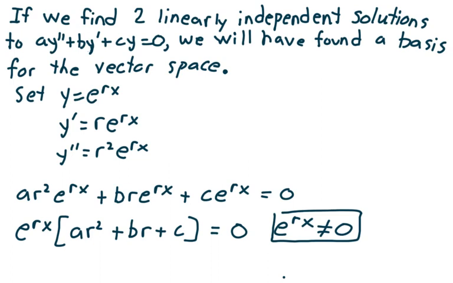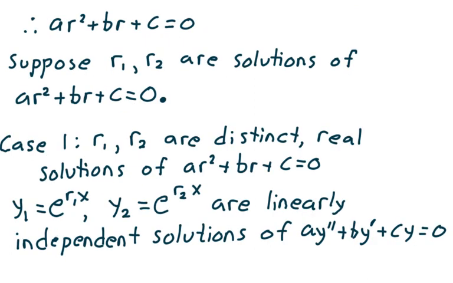If we make our substitution into the above differential equation, we get the following: ar squared e^(rx) + bre^(rx) + ce^(rx) = 0. If we factor out an e^(rx), we get e^(rx) times the quantity ar squared + br + c = 0. Now, e^(rx) is never 0. So that says ar squared + br + c = 0.